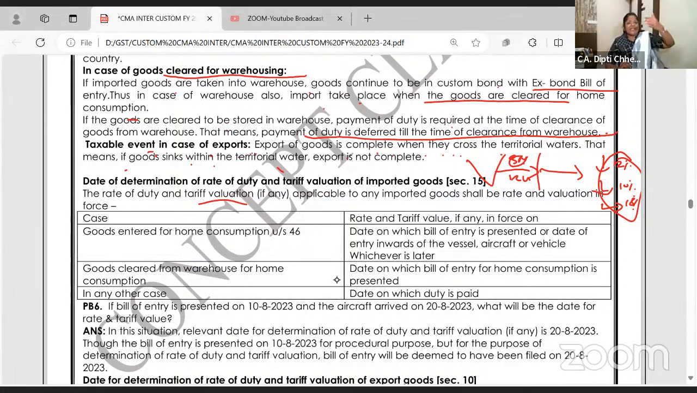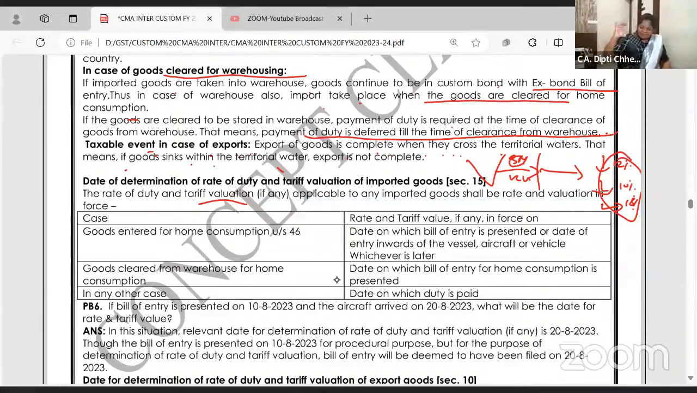But just what rate should I charge? The day the vessel entered India, it was 10%. When we unloaded, it was 12%. When we send them for home consumption, it was 18%. So which rate should I charge the customs duty? One thing is clear or not, customs duty is charged when the goods are leaving the port.